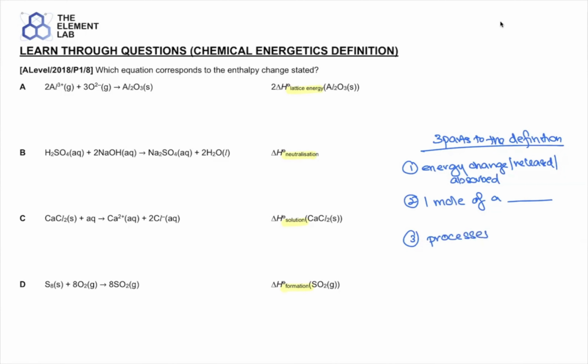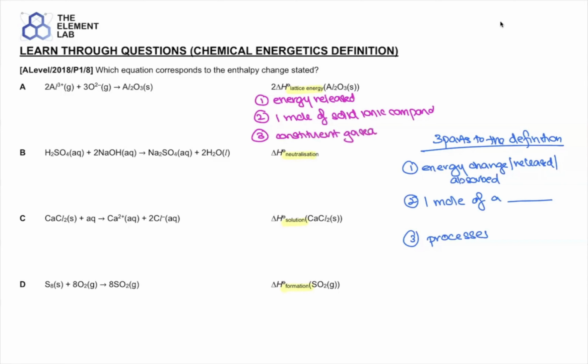So let's take a look at the first definition, lattice energy. The first thing we need to take note of is that the process is actually exothermic, so energy is released, number 1. Number 2 is with regards to 1 mole of solid ionic compound, in this case being formed from its constituent gaseous ions.